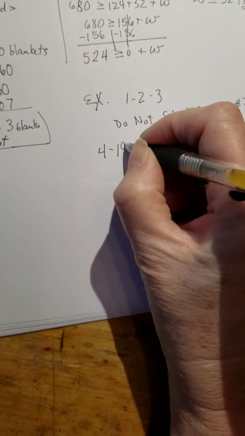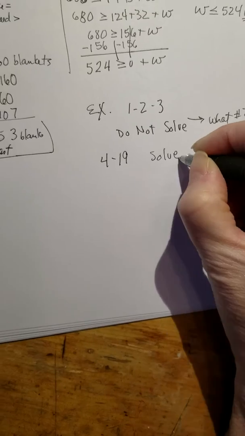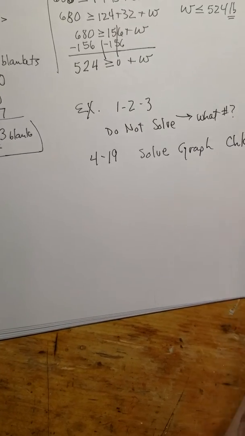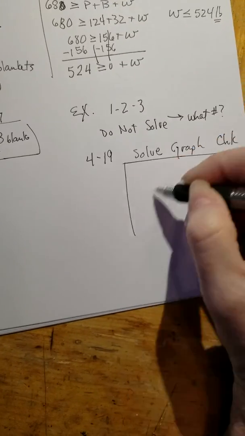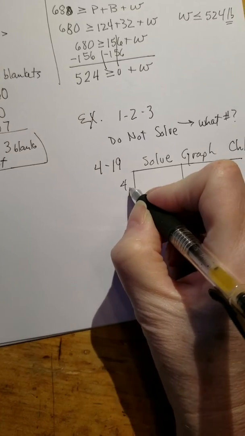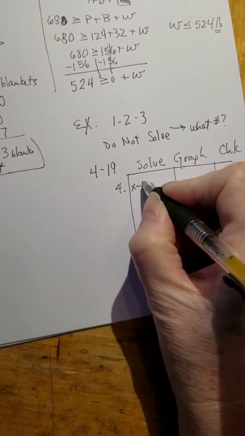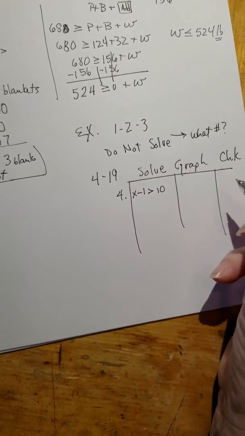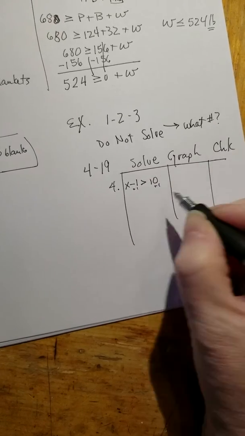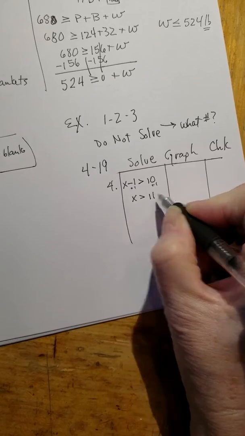Numbers 4 through 19, solve each inequality, graph each inequality, and check. I suggest that you set your paper up this way. I'm going to work the first one for you. Number 4. The equation is x minus 1 is greater than 10. So if we add 1 to both sides, which you probably don't even need to write, I'm going to have x is greater than 11.